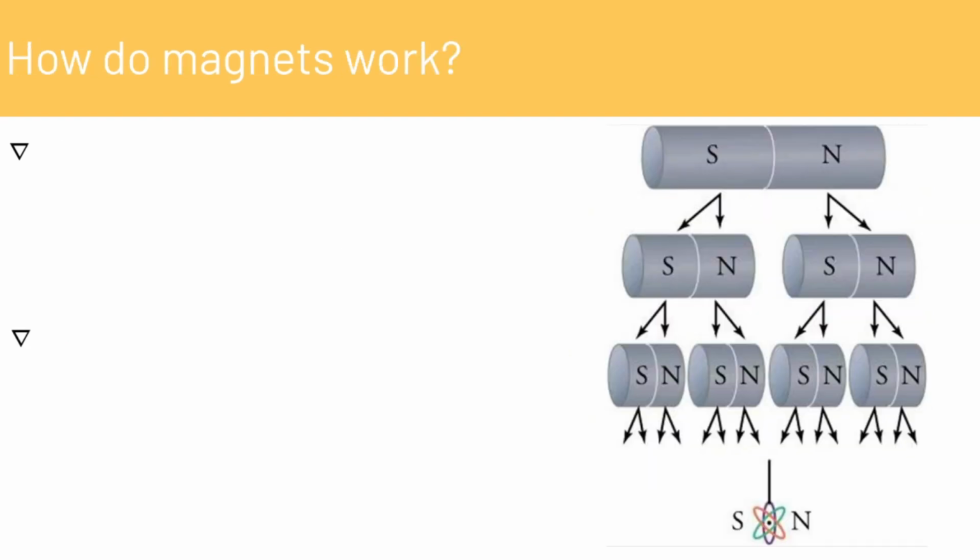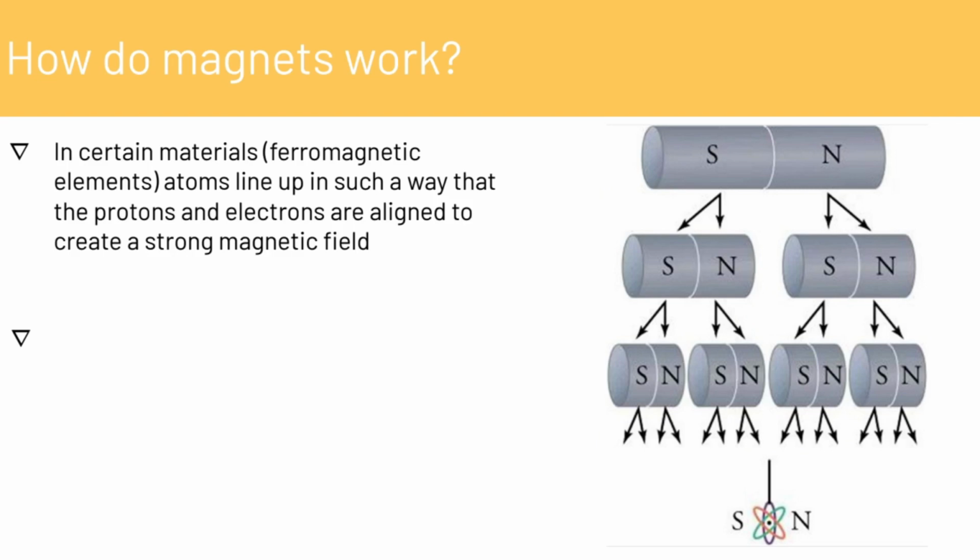So we know what magnets are, but how do magnets work? In certain materials, which we call ferromagnetic elements, the atoms all line up in such a way that protons and electrons are aligned to create a strong magnetic field.